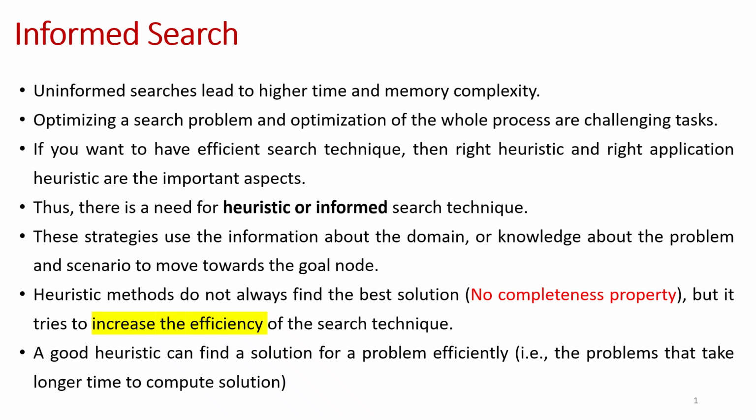Welcome all. Today we are just going to see about the topic called informed search. And in informed search, we are going to see two different types: one is best first search and another one is generate and test. Before going to that, what is meant by informed search and uninformed search?